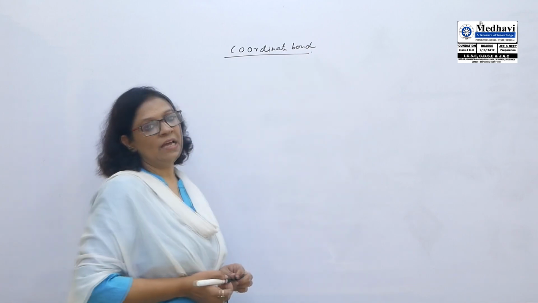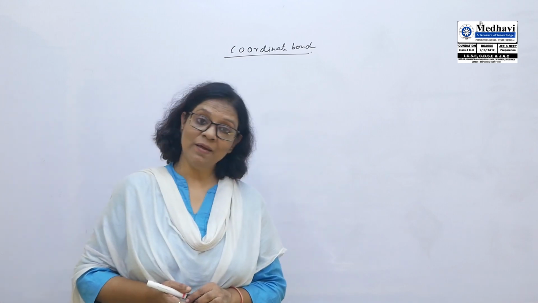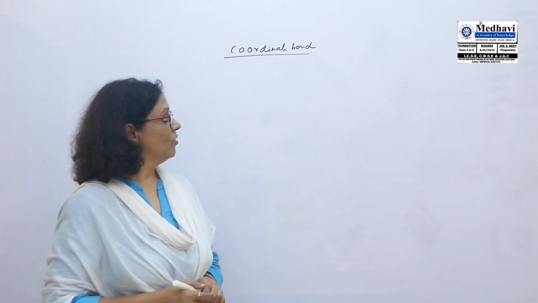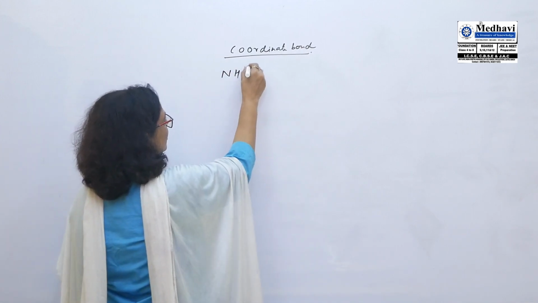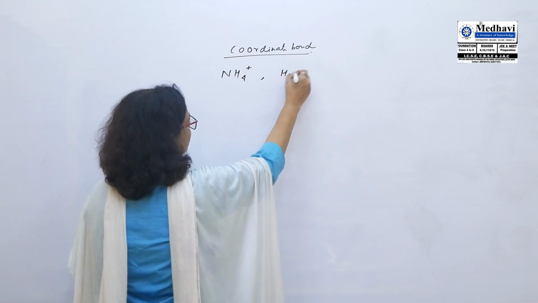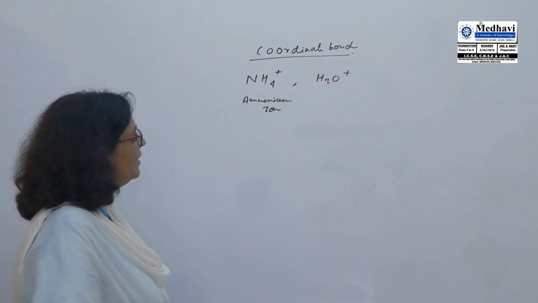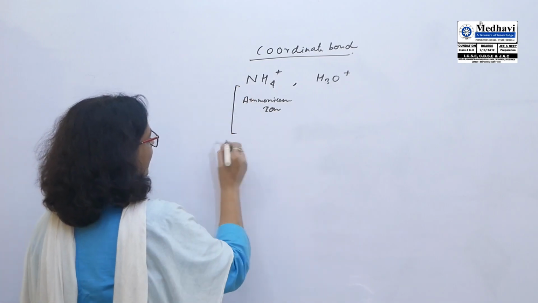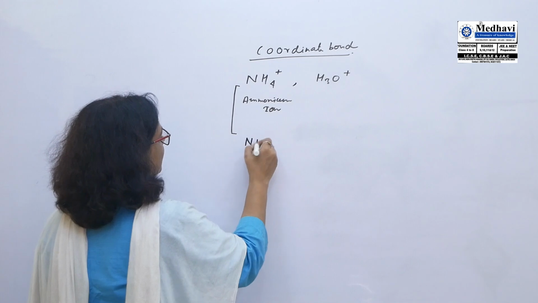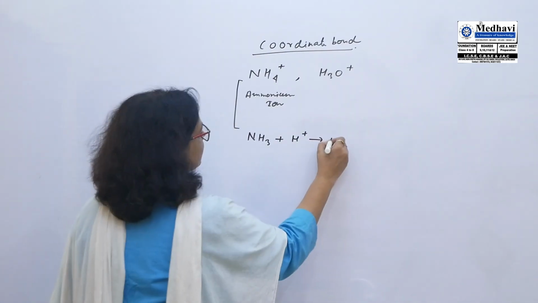So a coordinate bond is a type of bond which develops between two atoms in a given compound, but the bonded pair is contributed by a single atom. One example of a coordinate compound is the ammonium ion, another is the hydronium ion. For the coordinate bond, first I will explain the ammonium ion. The ammonium ion is a combination of ammonia plus H plus ion.